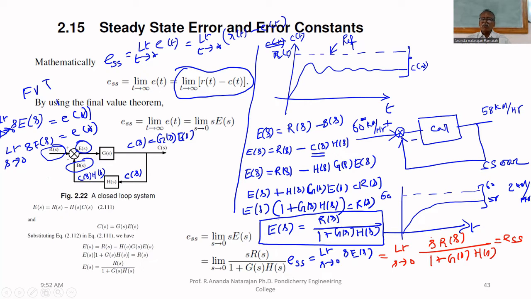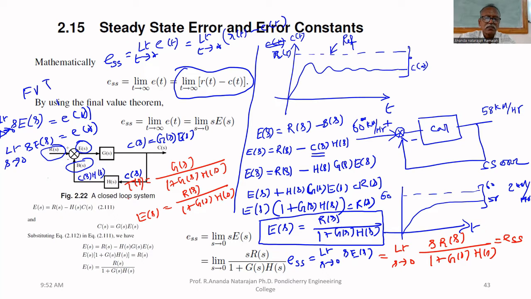What is the closed loop transfer function? G of s upon 1 plus G of s, H of s. That is the closed loop transfer function T of s. What is E of s? Replace G of s by R of s: R of s upon 1 plus G of s, H of s. So this you have to remember. E of s.